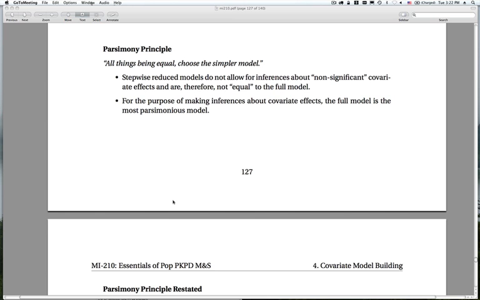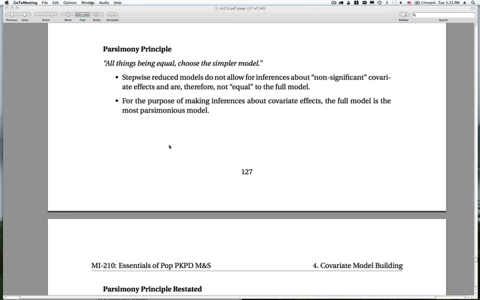So you have to think about the purpose here. Because in order to determine that all things are equal, you have to understand, well, equal for what? For what purpose? I would venture to say that if you use stepwise reduction, the models don't allow for inferences about the non-significant effects. So therefore, they're not equal to a full model. So for the purposes of making inferences about all the covariate effects that you want to make a statement about, the full model is the most parsimonious. That's as simple as you can get, while still being able to accomplish your goal of making inferences about the covariate effects.